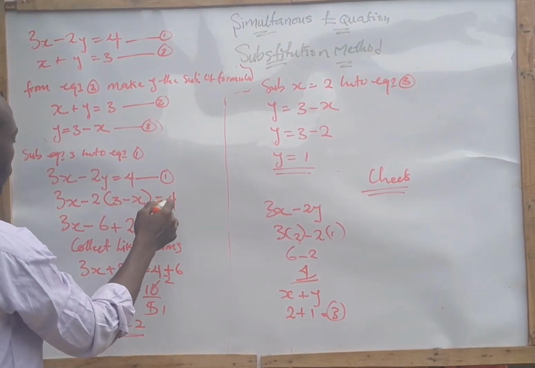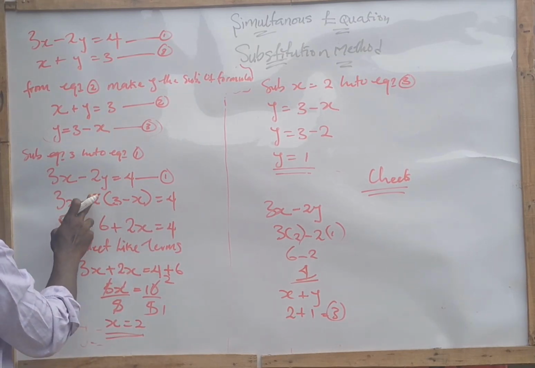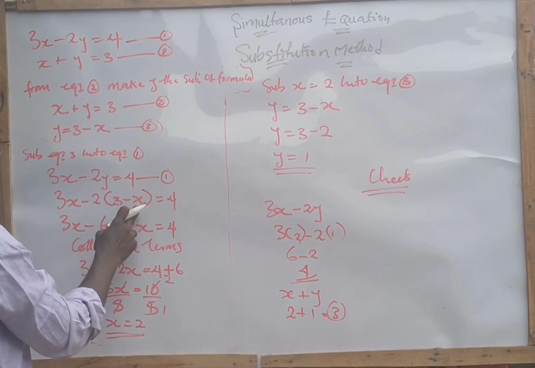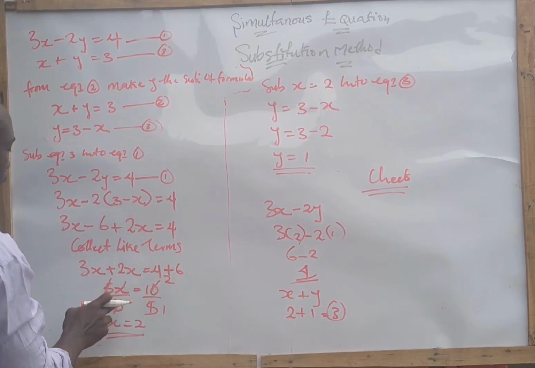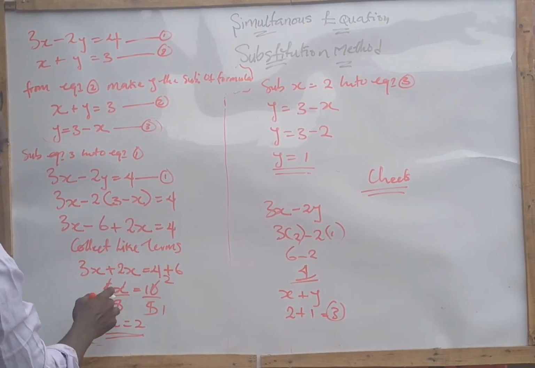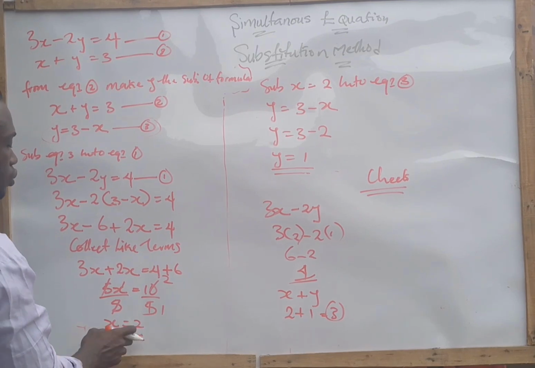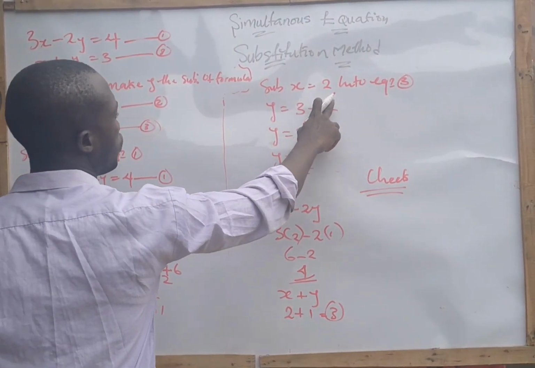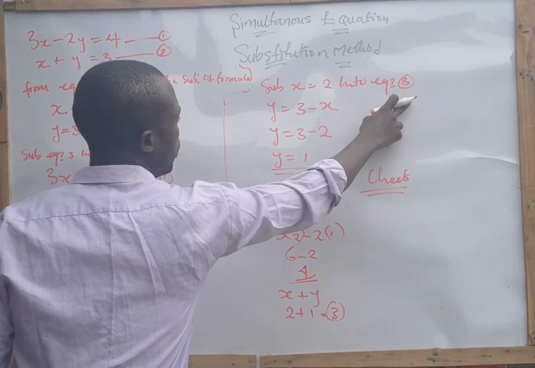equal to 4. In this place, we open the bracket. 2 times 3 will give us 6. 2 times x will give us 2x. We collect like terms, and then we divide both sides by 5 to get our x. So we substitute x, which is equal to 2, into equation 3.